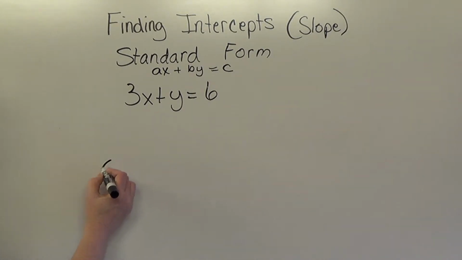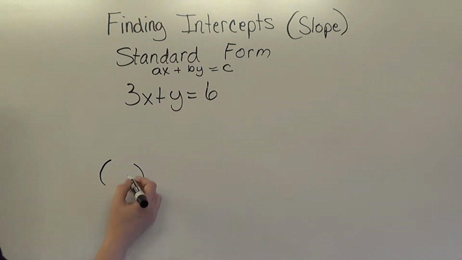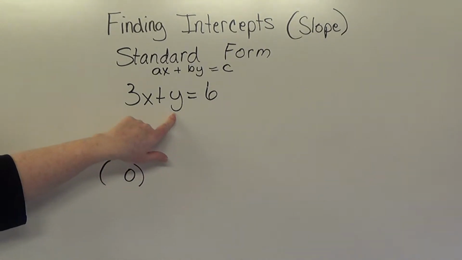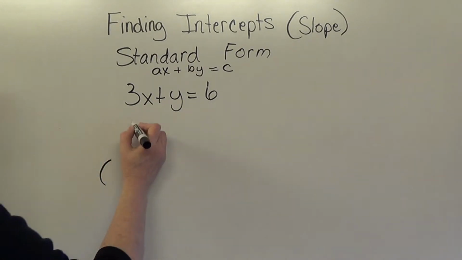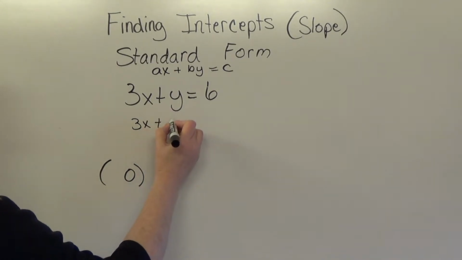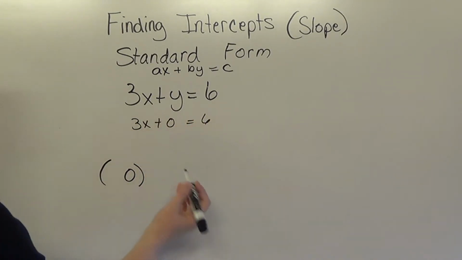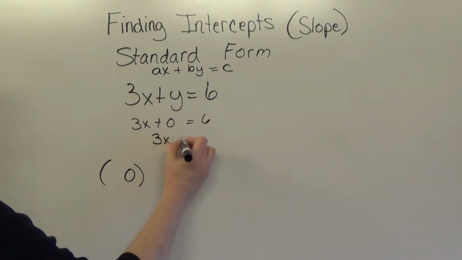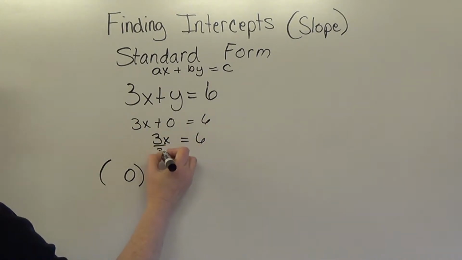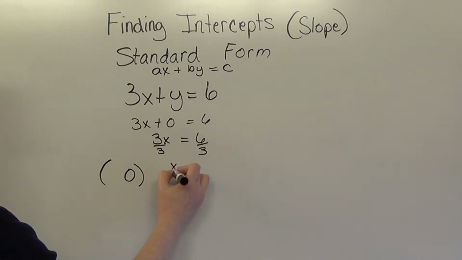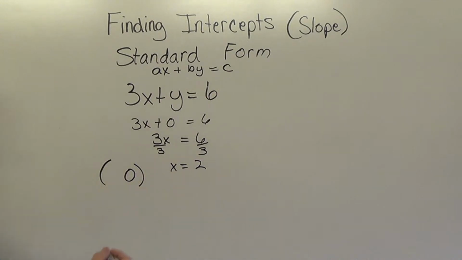So if I draw the parentheses for a coordinate and I let y be 0, I'm going to put 0 right here. That means that I'm going to insert a 0 right here. So I'm going to have 3x plus 0 equals 6. So basically that just means 3x equals 6, and then I would divide by 3 and you get x equals 2. So when y is 0, x is 2.